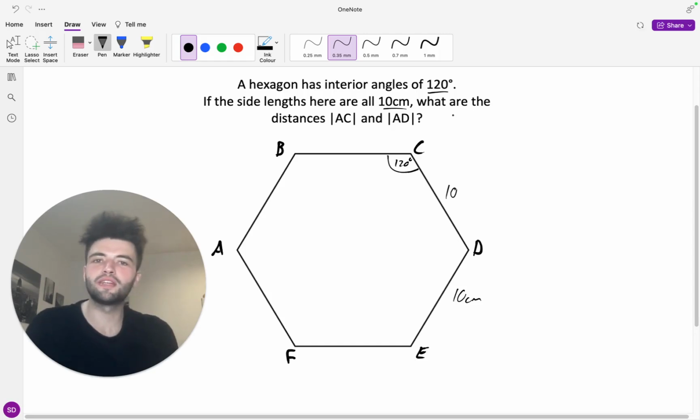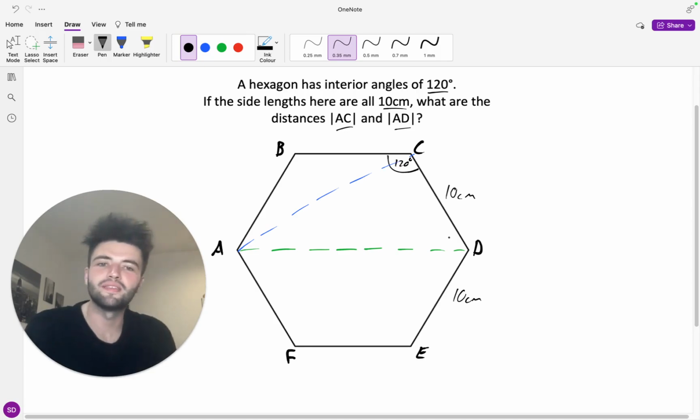And we're basically asked what the distances AC and AD are. So we just need to find the length of these distances. And I'm actually just going to start off by first of all drawing this. So I've just drawn the length AC as a blue dotted line and the length AD as a green dotted line. And now we've got to start working out these distances. So I'm just going to put in all the information we have here.